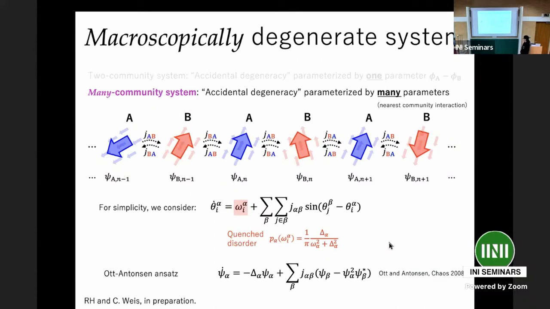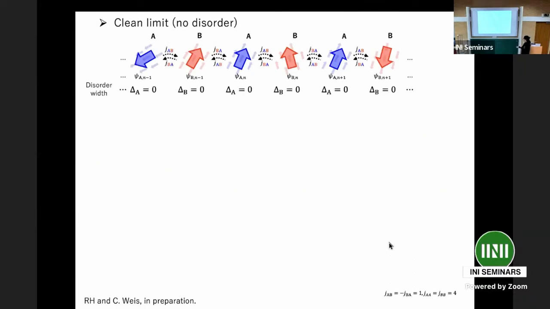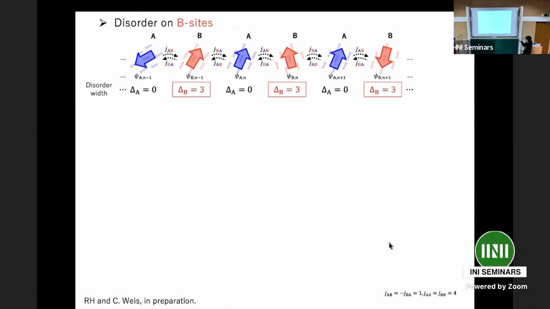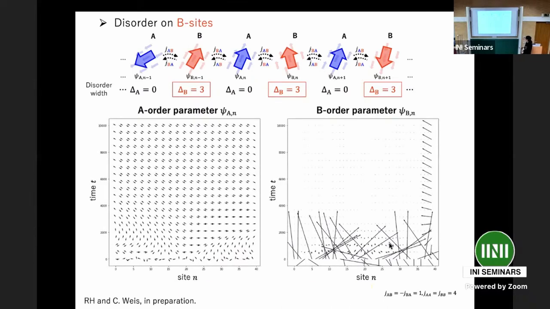Okay, so firstly, what happens in the disorderless case, the clean limit, where I put the disorder at all zero? Then, unsurprisingly, what you get is this mess. Here I'm plotting the order parameter for A as a function of site n and time t, and the same for order parameter B. As you can see, it's more or less clear that it's chaotic dynamics. But now I'm going to add a strong disorder to the B sites. As a result, you get an anti-symmetric, anti-ferromagnetic order by disorder in the A order parameter, which is, again, counterintuitive.